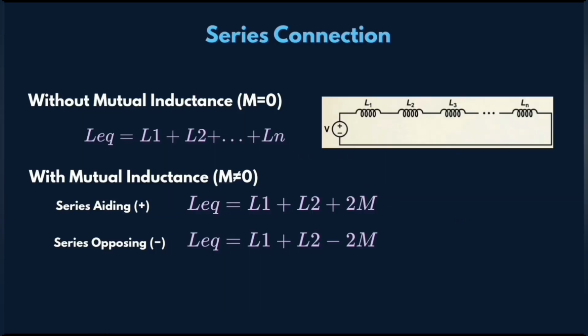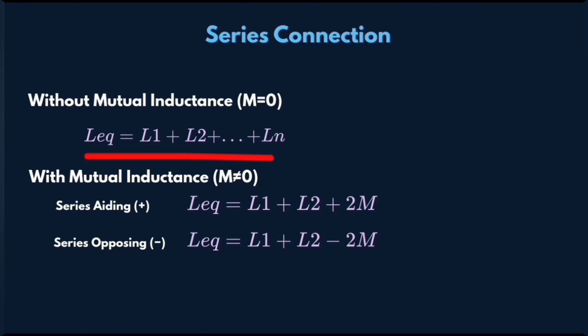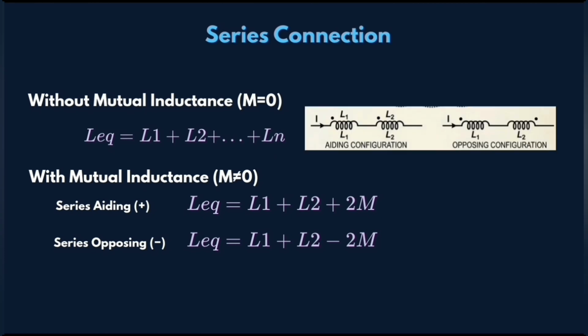In case of series connection, for n number of uncoupled inductors, that is mutual inductance being 0, we have L equivalent given by this equation. But if we are considering two coupled inductors where M is not equal to 0, the first case is series aiding, that is current produces magnetic fields in the same direction and fields help each other. So in this case, this is our formula. While if it is series opposing, that is magnetic fields oppose each other, in that case, this is our final equation.